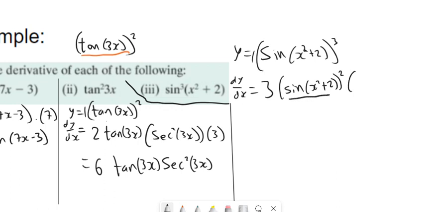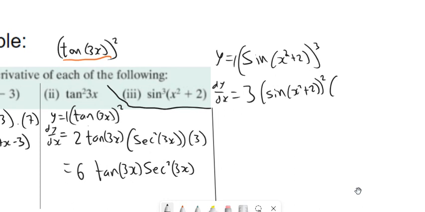So what's inside here is sin of x squared plus 2. So what's the derivative of sin of x squared plus 2? Again, I have to use the chain rule now for just the inside bit. So the differential of sin is cos. So cos of x squared plus 2.